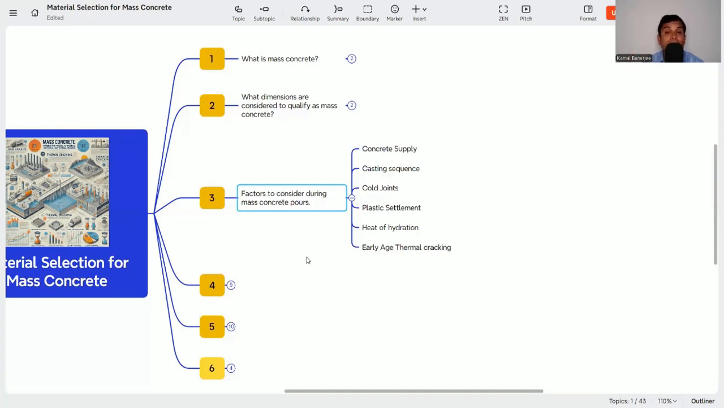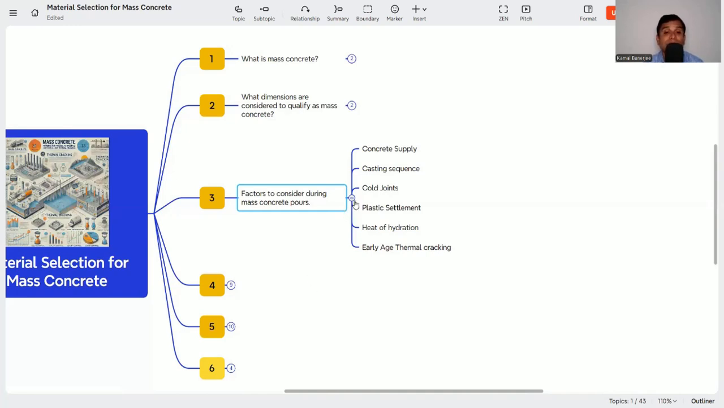So if there is a concrete supply problem, if there is a casting sequence problem, or a cold joint is forming, or plastic settlement is happening, those are all the things we need to consider before pouring the concrete. We need to plan accordingly, and accordingly we need to do the concrete supply and concrete pour. Otherwise again the thermal gradients will create and the thermal cracks will generate. So these are the factors we need to consider during mass concrete pour.